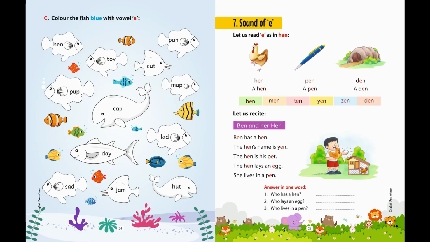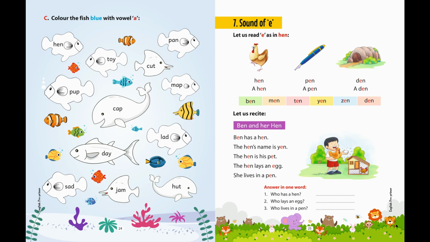Let's start with a fun sea adventure. Look at the fish and read the word inside each one. If the word has the letter sound A, like in cap or jam, then color that fish blue. Words like cap, map, pan, lad, day, jam, said all have the vowel A sound.